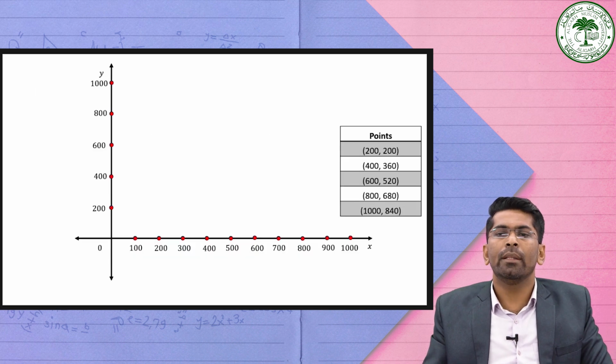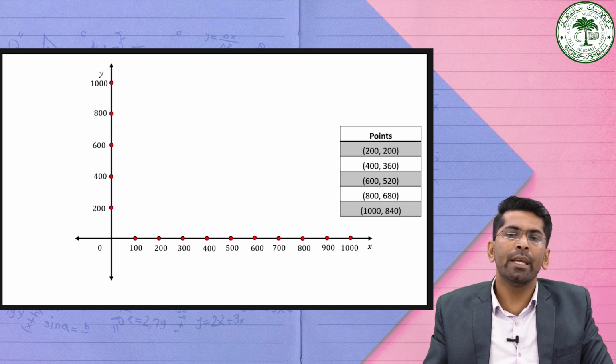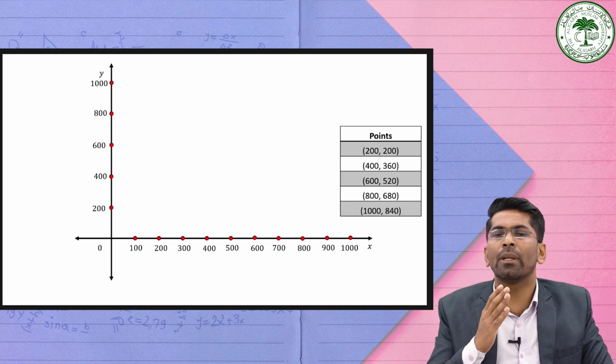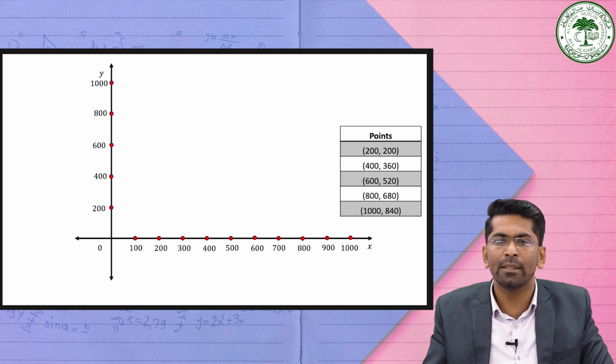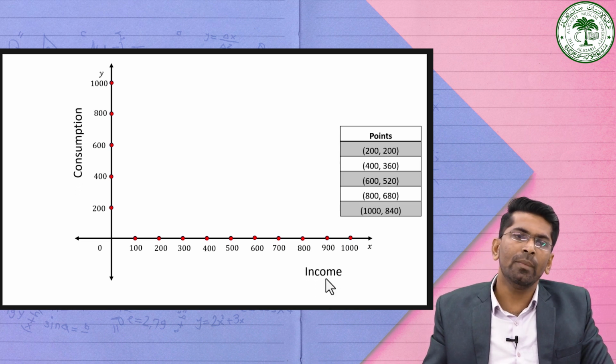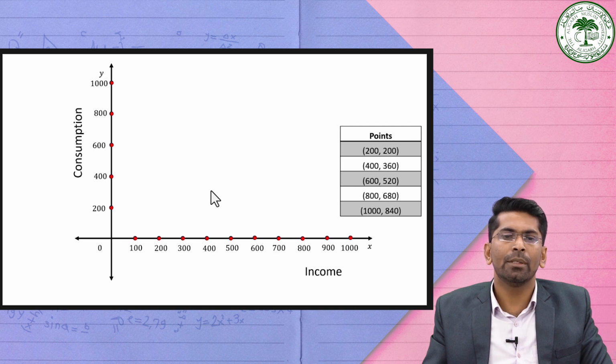Now we are going to plot this income consumption table on the graph, following the conventional way of taking the independent variable on the x-axis and the dependent variable on the y-axis. See, on the x-axis we are considering the income, and on the y-axis we are considering the level of consumption. And now we are going to plot these particular points on the graph. So when income is 200, consumption was also 200. When income is 400, consumption is 360. When income is 600, consumption is 520. When income was 800, consumption was 640. When income was 1000, consumption is 840.